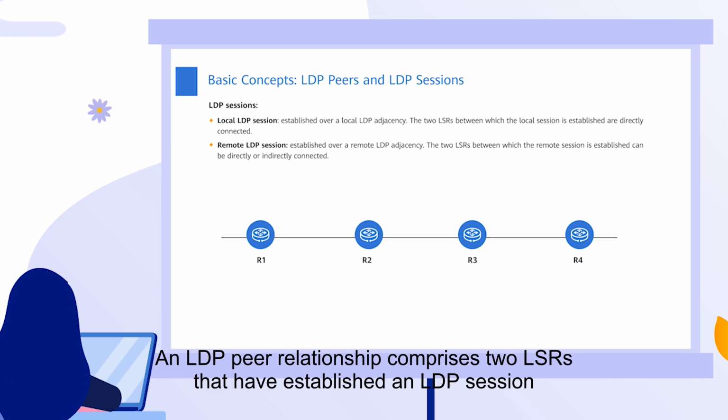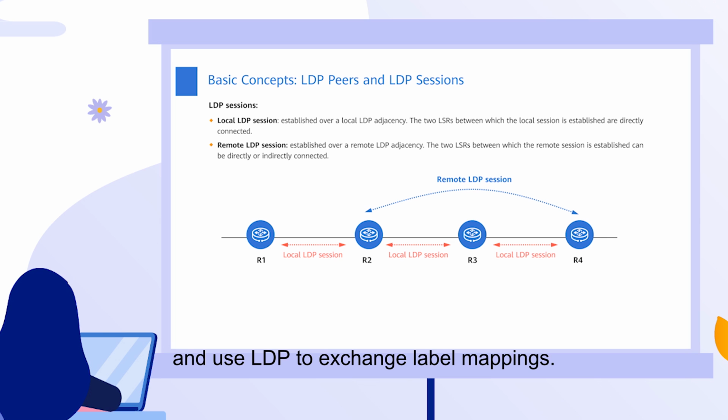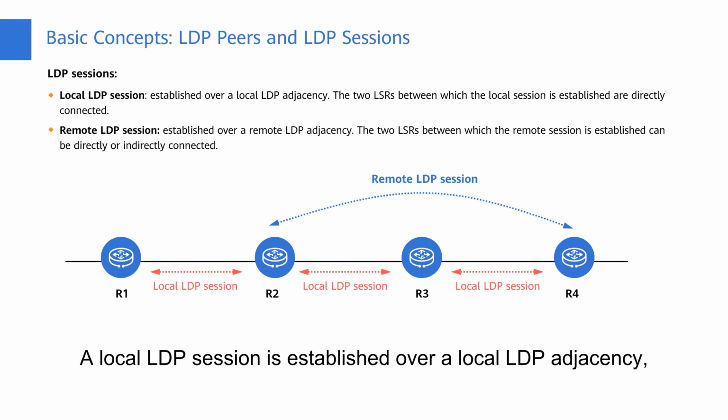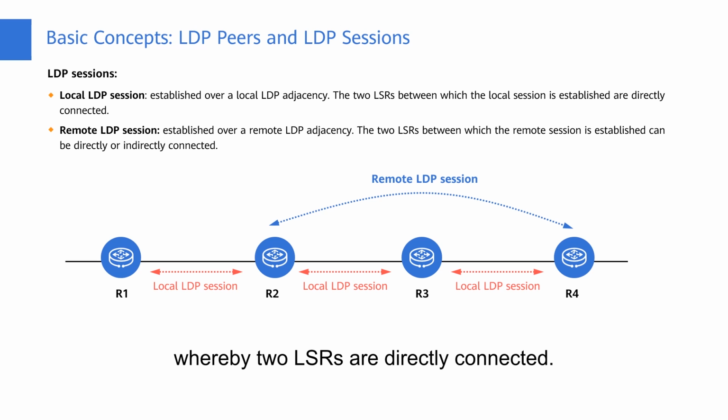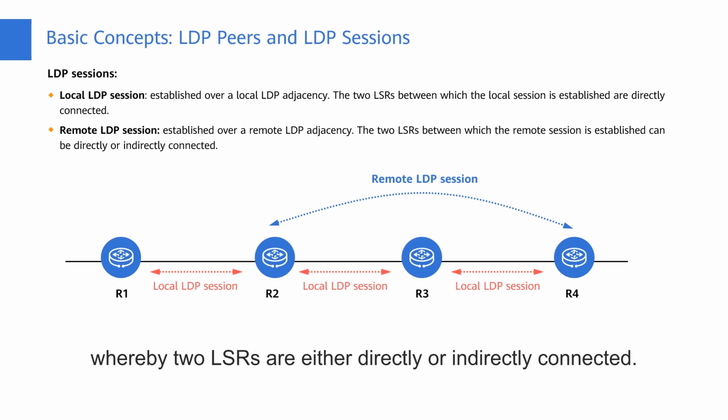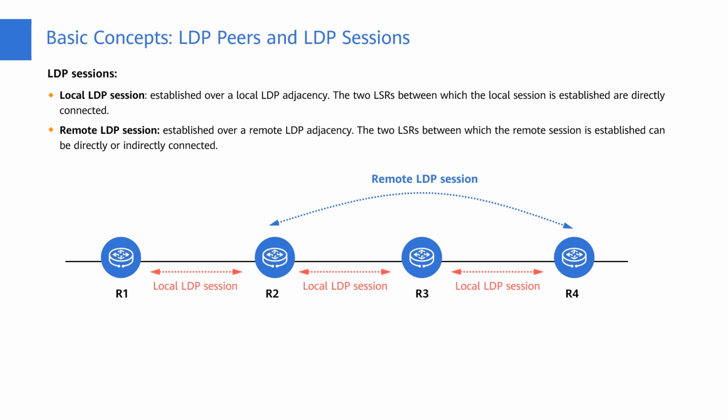Before we get started, we got to know some LDP concepts. An LDP peer relationship comprises 2 LSRs that have established an LDP session and use LDP to exchange label mappings. LDP sessions are classified into local and remote sessions. A local LDP session is established over a local LDP adjacency whereby 2 LSRs are directly connected. A remote LDP session is established over a remote LDP adjacency whereby 2 LSRs are either directly or indirectly connected.